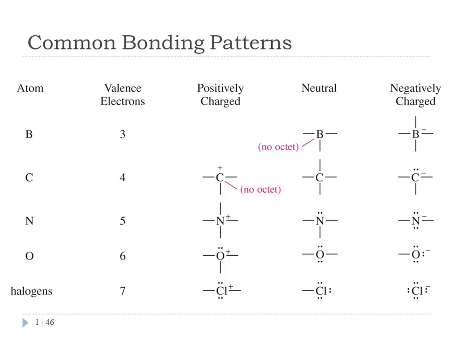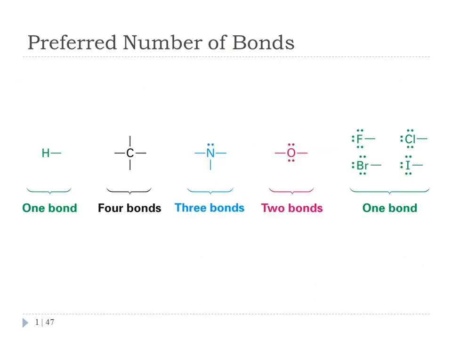Here's another slide with common bonding patterns. I'm just going to skip over that because we have a lot of other things to talk about. This is another kind of duplicate. This goes back to the idea of valence. Hydrogen has a valence of 1, carbon's 4, nitrogen 3, oxygen 2, and the halogens are 1 bond.